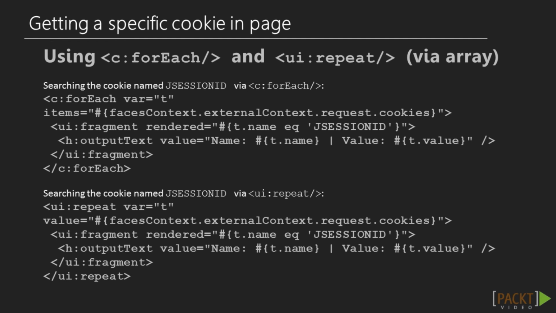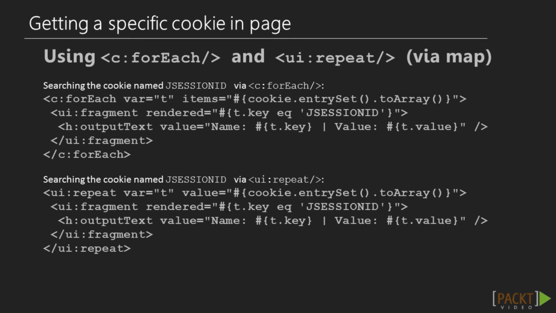Now in a JSF page, we can easily loop and search for a specific cookie via the cookies array using the c:forEach JSTL tag or the ui:repeat component handler. The same thing can be accomplished by applying c:forEach or ui:repeat to the cookie implicit object.